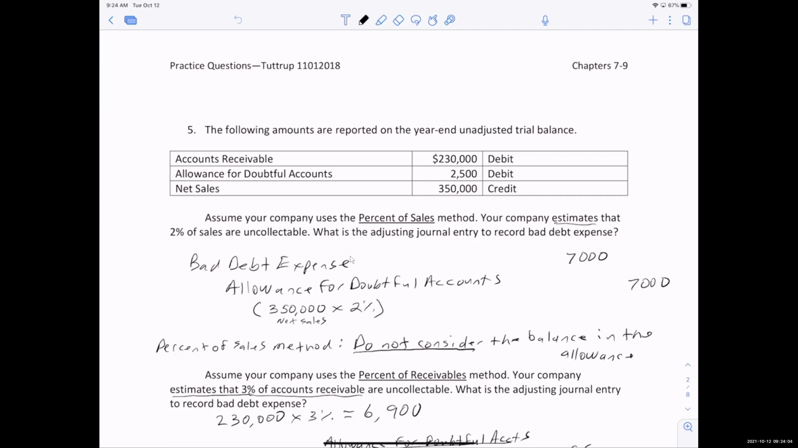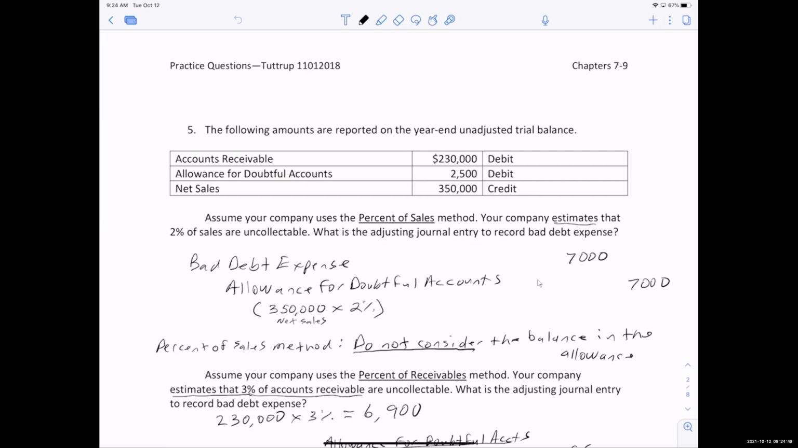So we're just doing an estimate here. So remember, the estimate to record bad debt expense never changes. Debit bad debt expense, credit allowance for doubtful accounts. Okay, well, how do we get the number? Well, it's simply the net sales of 350,000 times the 2% that we think they're going to go bad. So 350,000 times 2% is 7,000. So that's what we're going to do here. Bad debt expense, 7,000. Credit allowance for doubtful accounts, 7,000. That one is easy peasy, right?